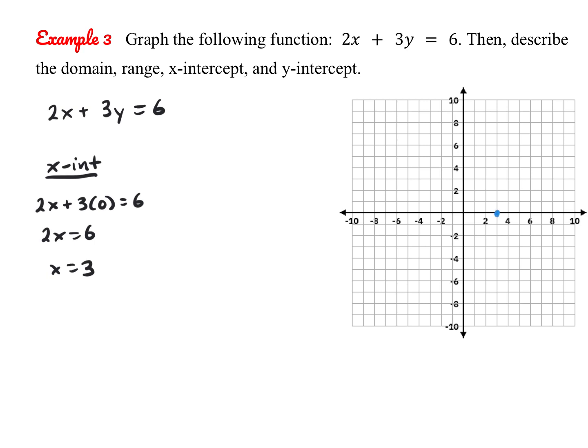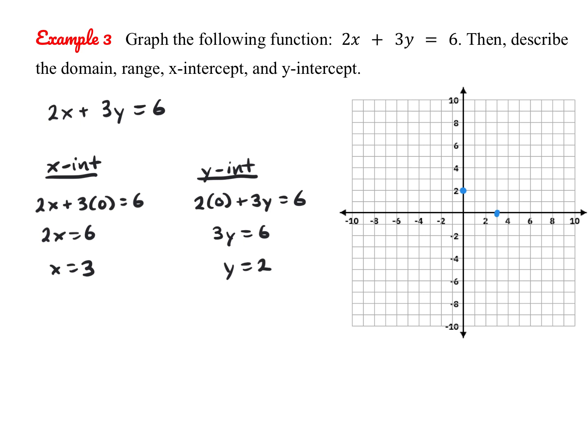So I can plot that over here on my graph. That's my x-intercept. And then let's find our y-intercept algebraically as well. So I'm going to replace x with 0. 2 times 0 plus 3y equals 6. 3y equals 6. y equals 2. So that's my y-intercept. And then I could connect those dots to make a straight line, and there's my graph.